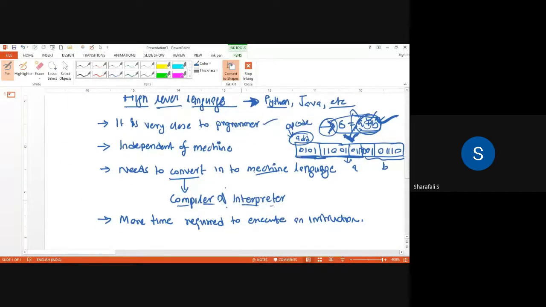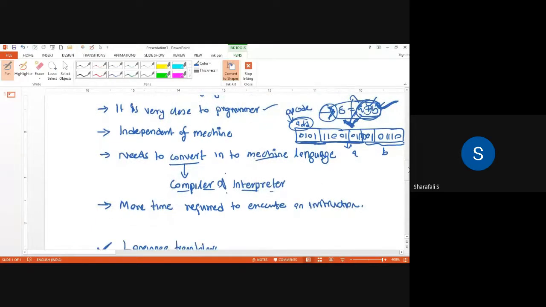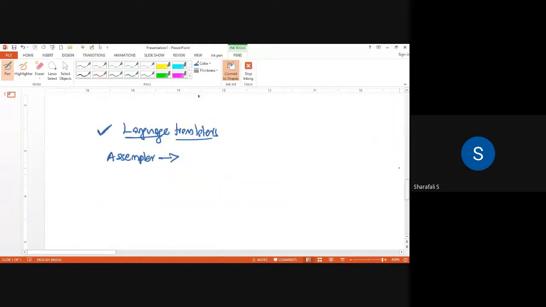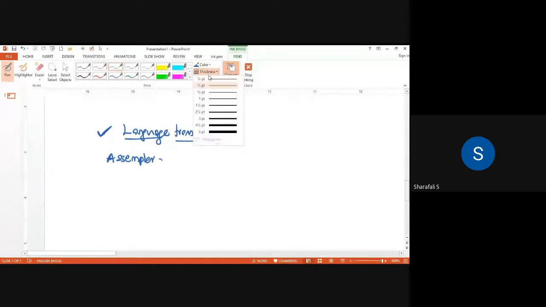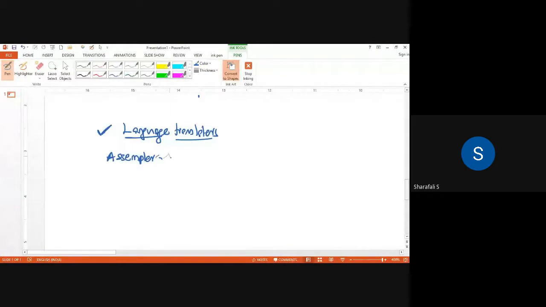Okay, compiler and interpreter. So first we will discuss the assembler. Where assembler is functioning, or when we need this assembler: if you want to convert any code or instruction which is written in assembly language into machine language, then we need this assembler.